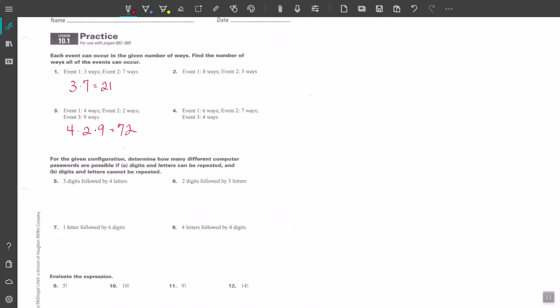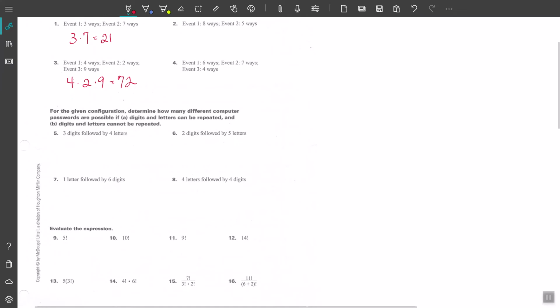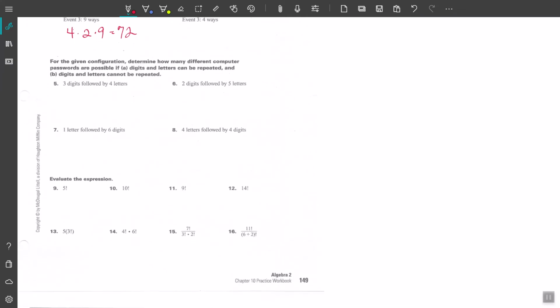Now we can take the same idea and answer number 5. It says, for the given configuration, determine how many different computer passwords are possible if, and they give us two scenarios. In scenario A, the digits and the letters can be repeated. In scenario B, the digits and letters cannot be repeated. So once you choose a digit, you can't choose it again.